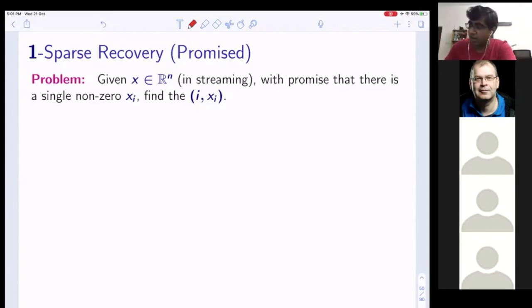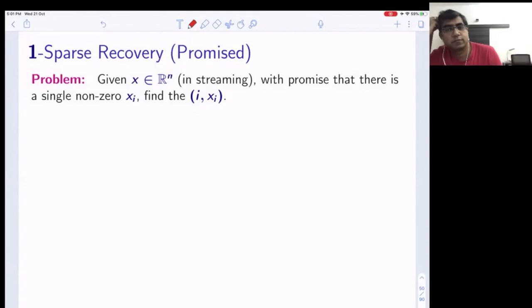My promise is that there's a single non-zero xi in the whole thing, but it's in the streaming. X is given, so in between I have no guarantee. There could be positive coordinates, negative coordinates, but at the end I promised you that there's a single non-zero coordinate xi, and I would like to find the coordinate and the value. Any suggestion for the solution? This is why I said it's a puzzle.